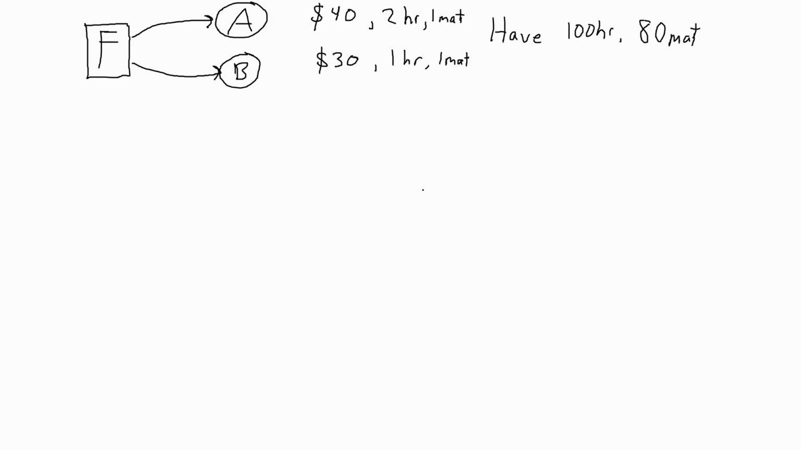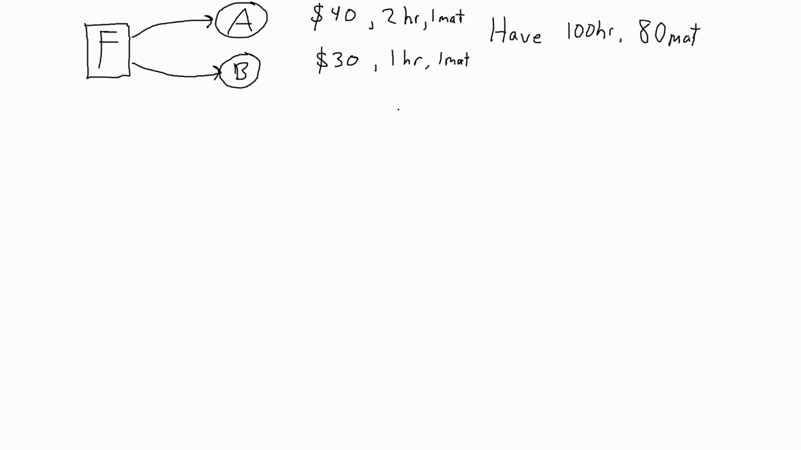I'd like to show you some of the elegance of linear programming. Consider a simple production problem. A factory produces 2 products. Let's call them product A and product B. Product A gives $40 profit and requires 2 hours of labor and 1 unit of material. Product B gives $30 profit and requires 1 hour of labor and 1 unit of material. You have 100 hours of labor available and 80 units of material. How much of each product should you make to maximize profit?